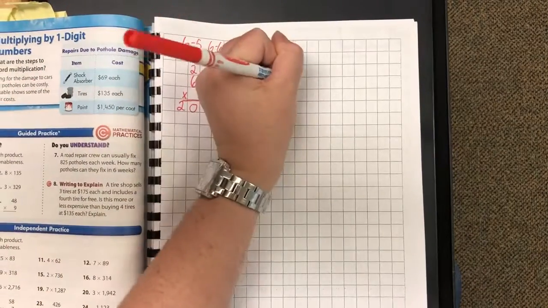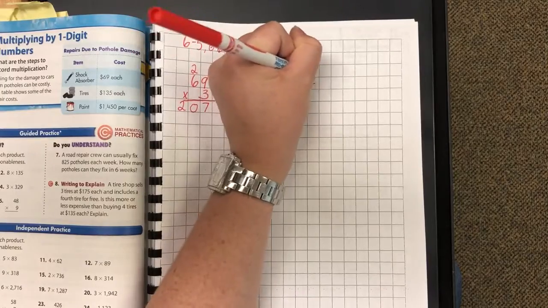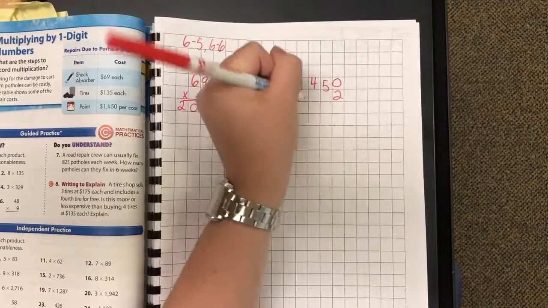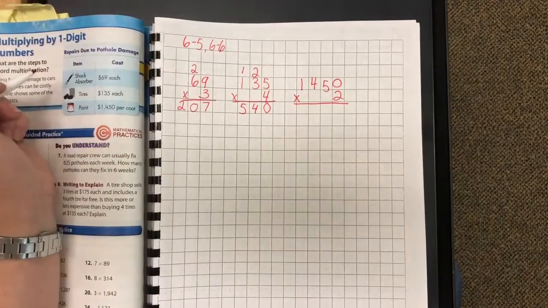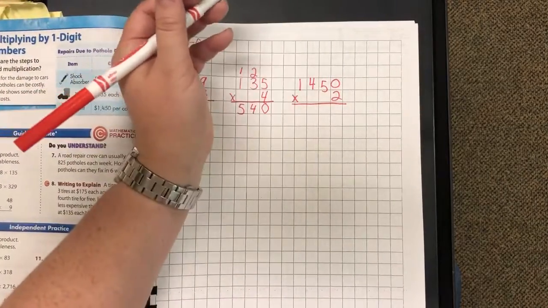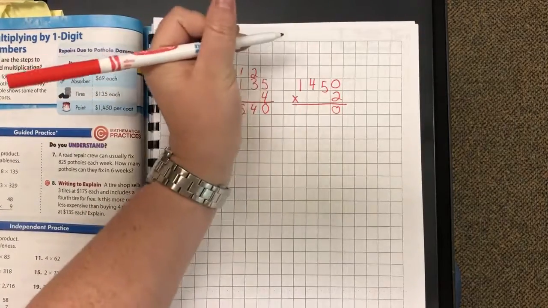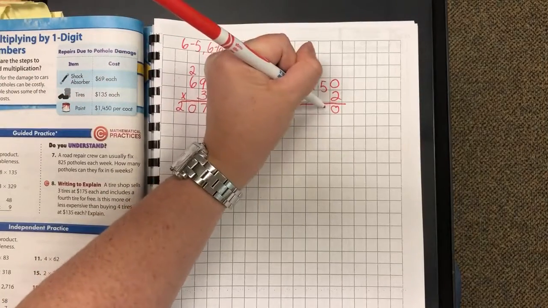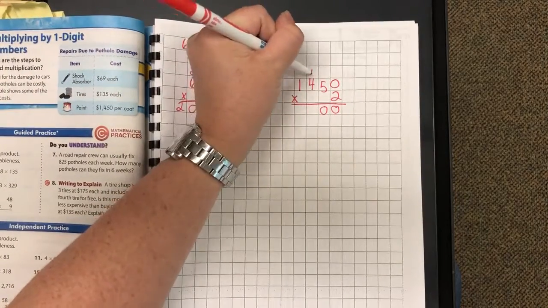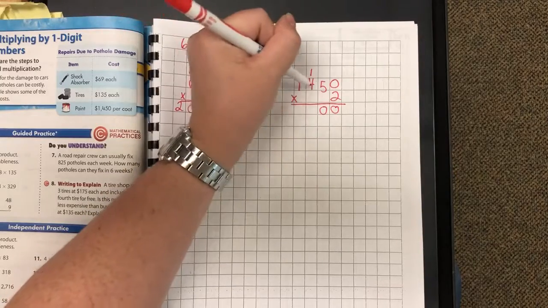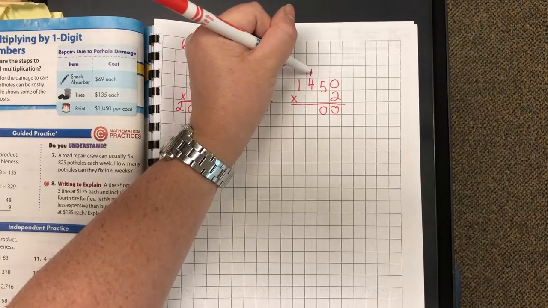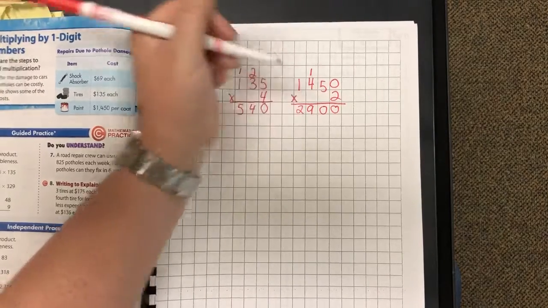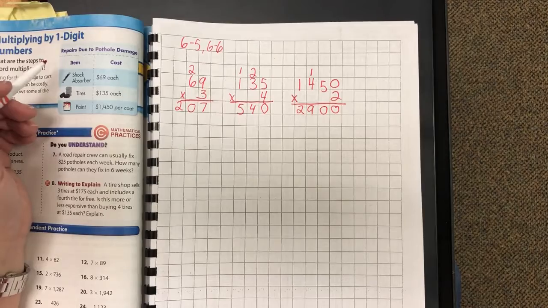What if I have 1,450 times 2? 2 times 0 is 0. Nothing else to do there but write a 0. 2 times 5 is 10, write my 0, put the 1 over the 4. Now I do 2 times 4. 8, add my 1, 9. 2 times 1, 2. 2,900.